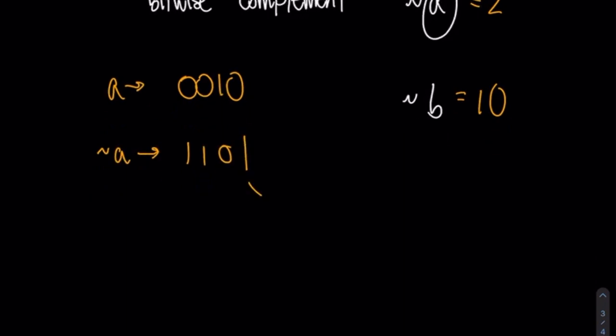Now if we want to find the decimal value, we do 2 to the 3, 2 to the 2, 2 to the 1, 2 to the 0.